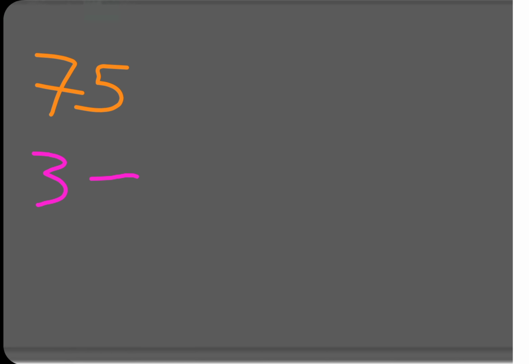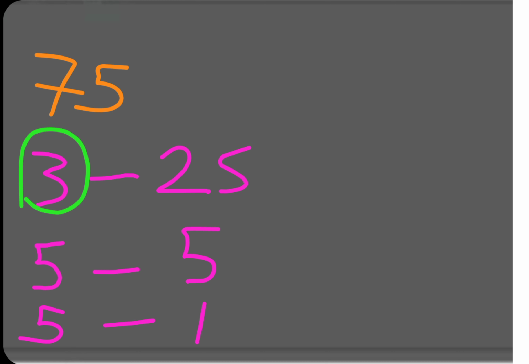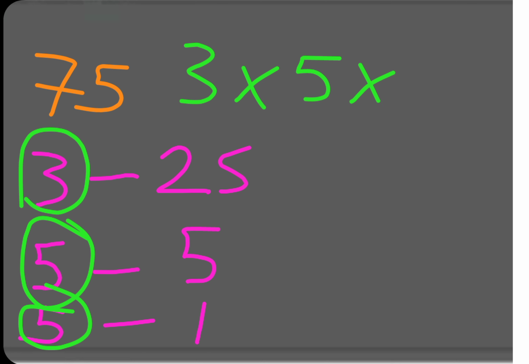When you divide 75 by 3, what do you get? Very good, you get 25. And then 25 you divide by what? Very good, by 5. You will get 5, good job. And then you divide the 5 by 5 to get 1. So these are the prime factors of the number 75. We have 3, 5, 5. So writing 75 as a product of its prime factors, it's 3 times 5 times 5. Very good.